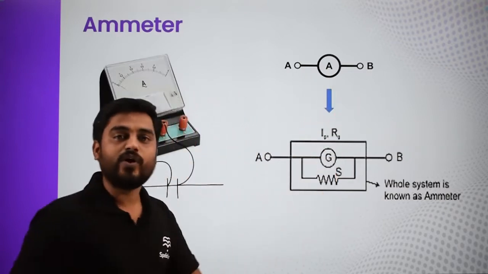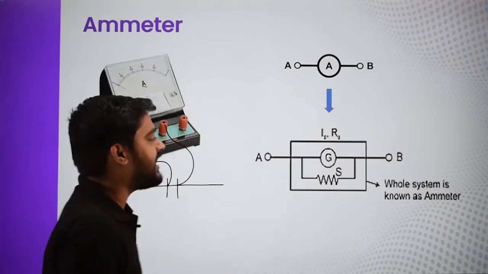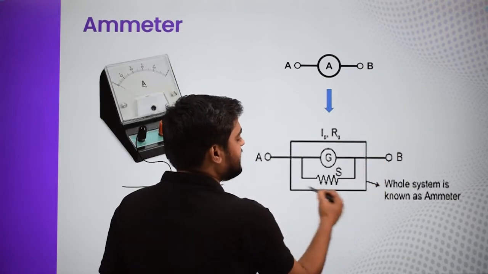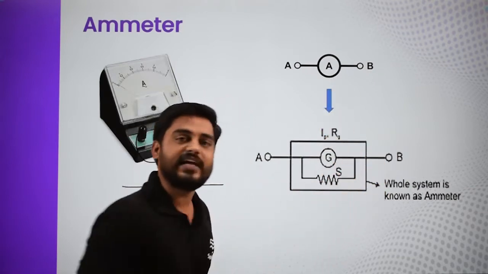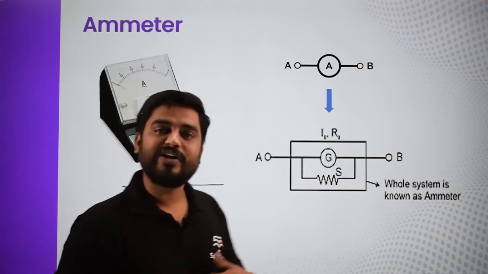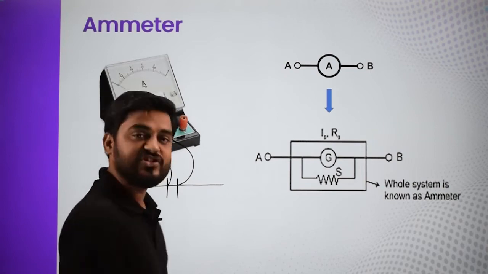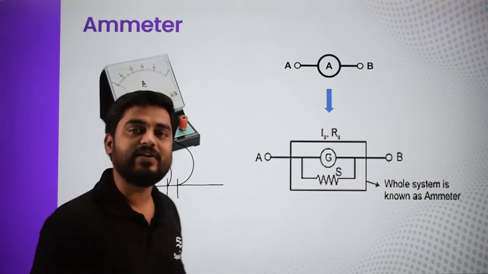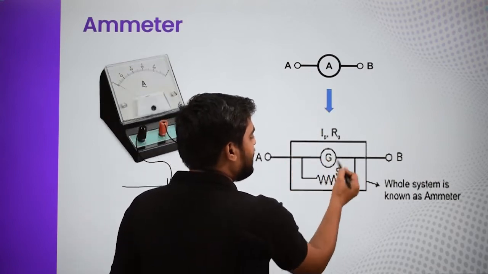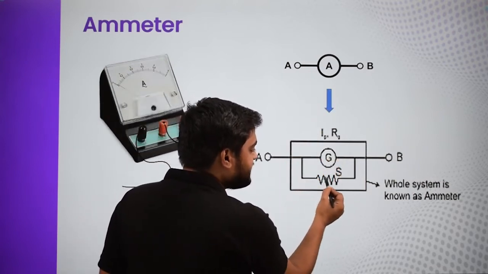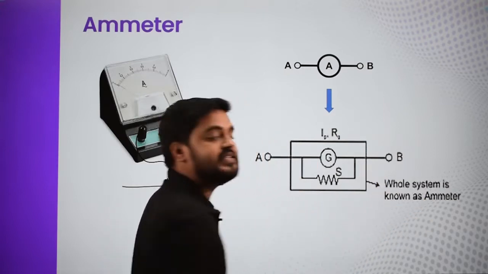And if we go into the depth of what is inside an ammeter, this box is basically my ammeter, and inside that there is a galvanometer. A galvanometer is a similar instrument to an ammeter, and it is again used to measure current, but we will discuss in detail what a galvanometer is. So inside an ammeter, we can see a galvanometer, and there is a resistance connected in parallel to that, and this whole system is known as an ammeter.